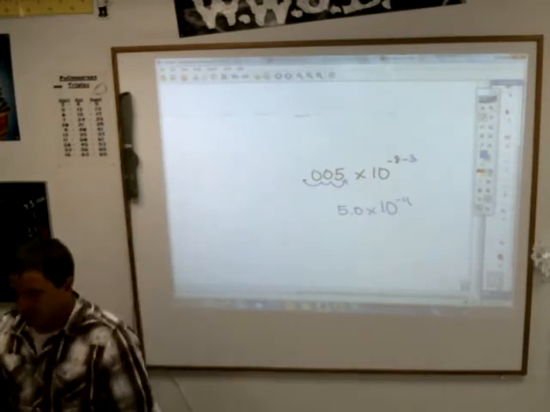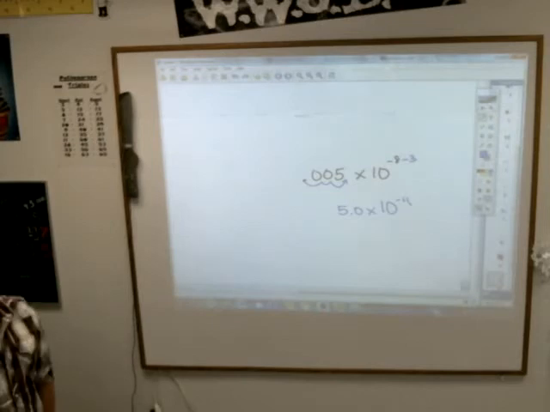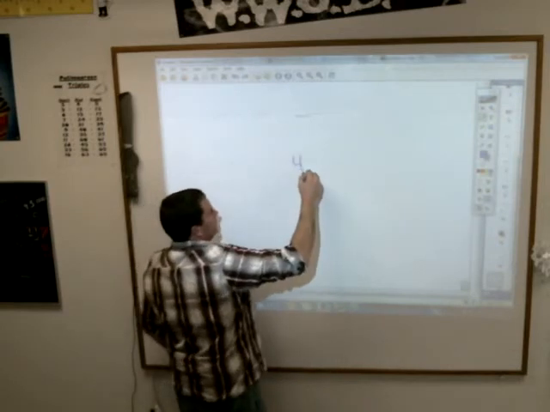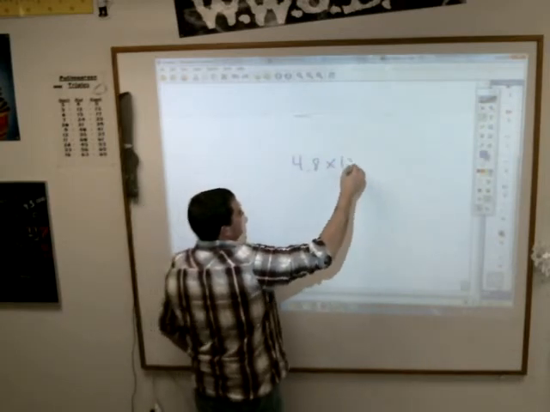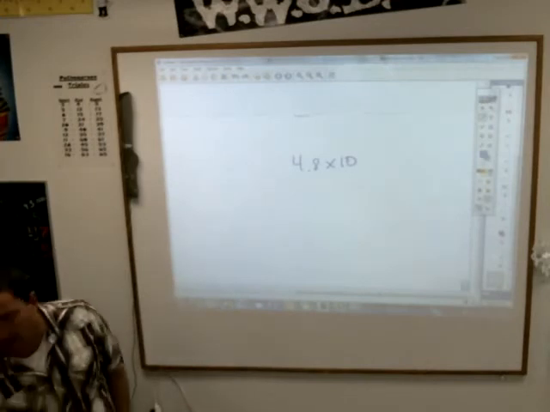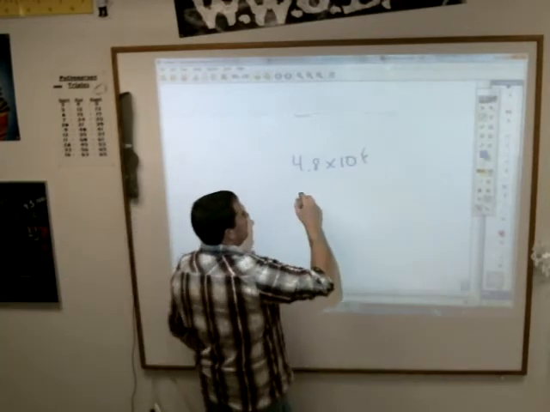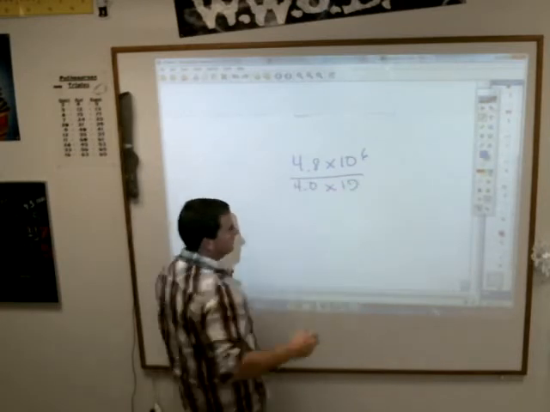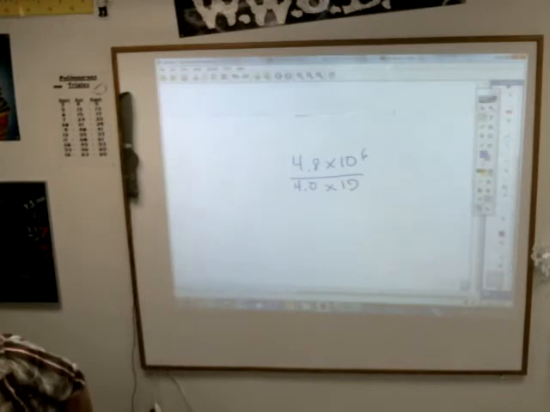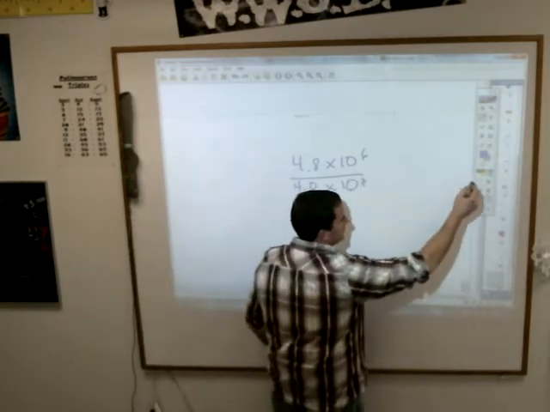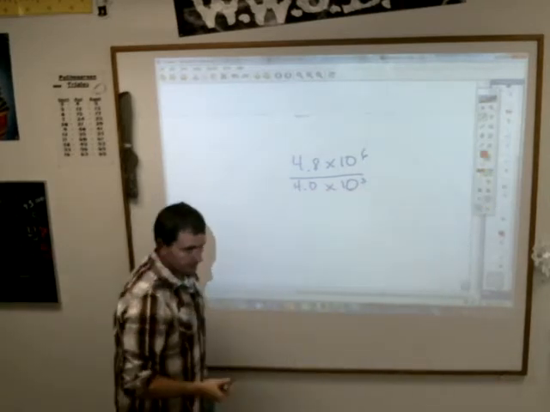Now, moving on to division. Division is going to be very much the same thing. If you have 4.8 times 10 to the 6th power over 4.0 times 10 to the 3rd power, it's pretty much the same exact rules.